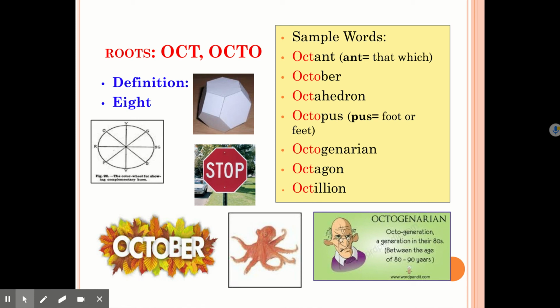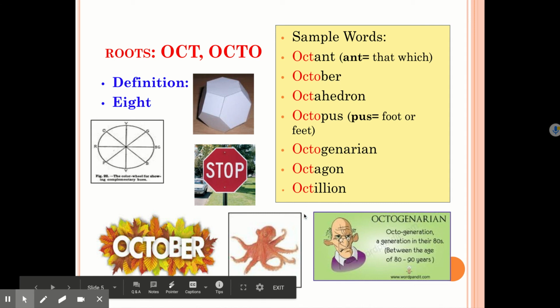Then we have October, the 10th month of the year using the Gregorian calendar, between September and November. Then we have octahedron, a polyhedron with 8 plane surfaces. Here is a picture of that. Then we have octopus, pus meaning foot or feet, an 8-armed fish. Here we have a picture of an octopus.